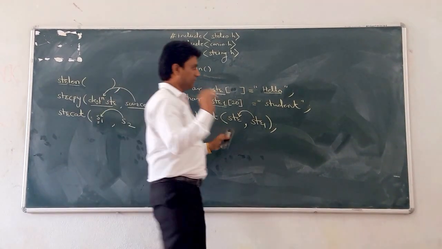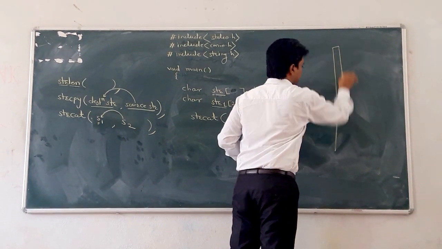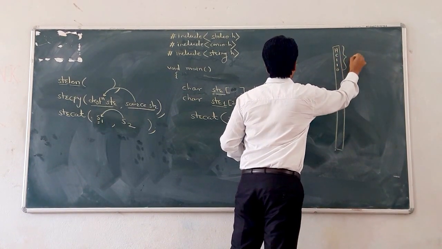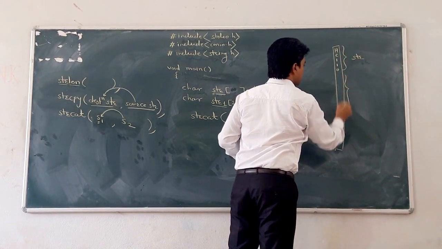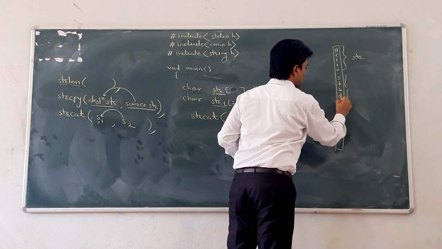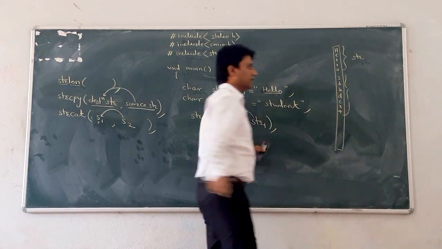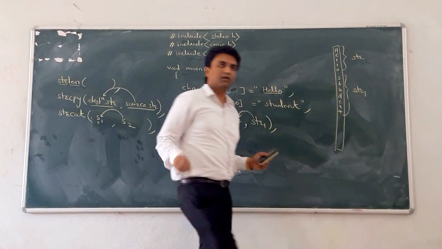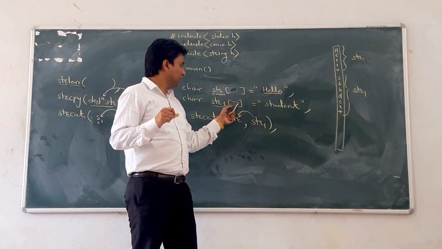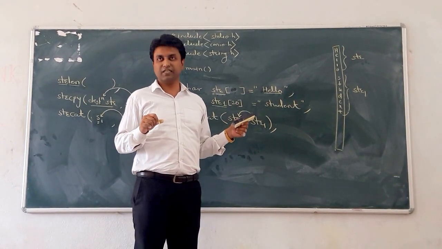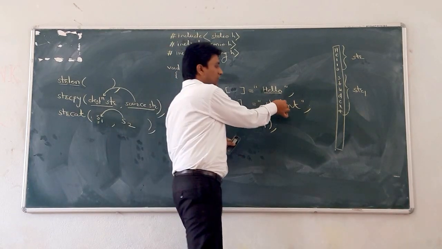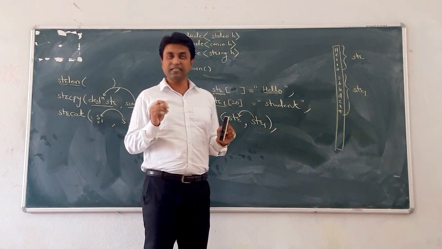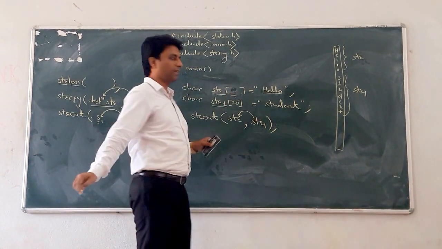So now just memory management. Suppose hello is the string str, next is a second string, student, str1. Now what happens? Now str1 is concatenated to str. Okay, means student is concatenated at the end of hello. So what is the size? Now what is the size required?